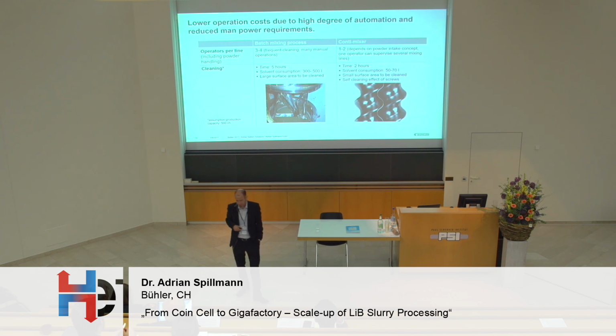And we also have conducted several studies on the effort which is needed to clean the system. This is always an important point when you talk about production of electrode slurry. So as an example here, for a 500 liter per hour capacity, you need about 5 hours of cleaning for the batch mixing system, involving a solvent consumption of about 300 to 500 liter of solvent, which is quite a lot, especially if you're talking about NMP for the cathode. On the other hand, due to the relatively small active mixing volume of the continuous mixer, you can reduce the required amount of solvent down to 50 to 70 liter, and also the cleaning time can be reduced down to 2 hours.